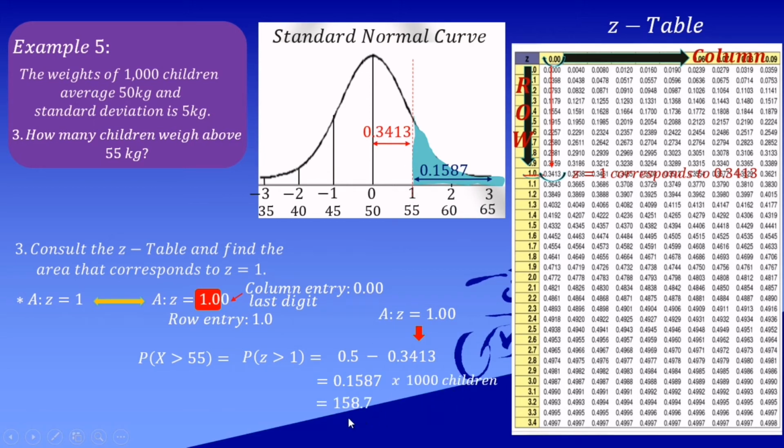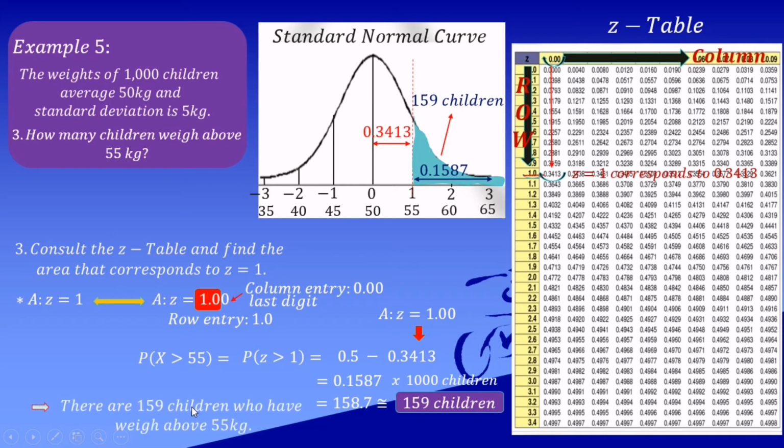Then multiply by 1,000, so 158.7, approximately 159 children. So equivalently, this probability is equivalent to 159 children. So therefore there are 159 children who weigh above 55 kilogram.